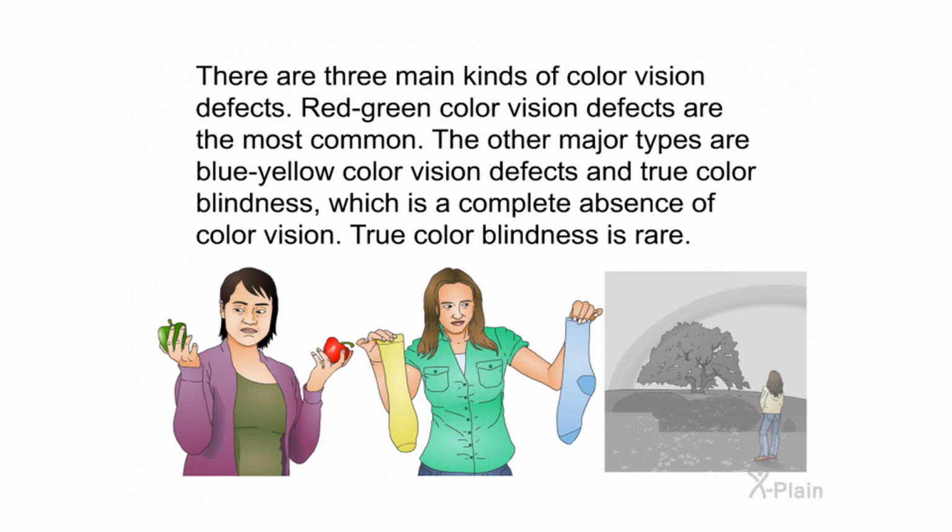There are three main kinds of color vision defects. Red-green color vision defects are the most common. The other major types are blue-yellow color vision defects and true color blindness, which is a complete absence of color vision. True color blindness is rare.